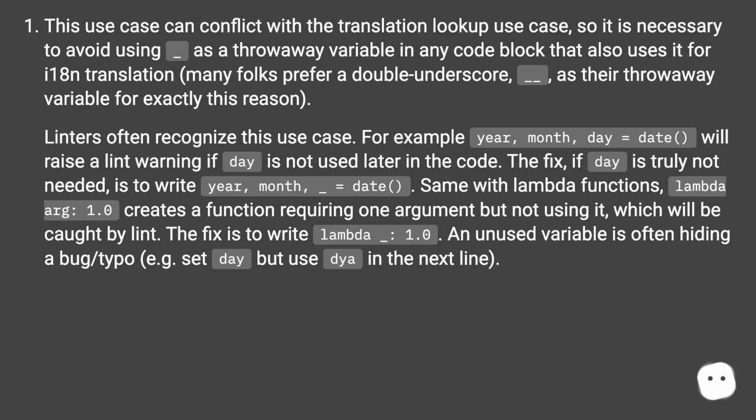For example, year, month, day equals date will raise a lint warning if day is not used later in the code. The fix, if day is truly not needed, is to write year, month, underscore equals date. Same with lambda functions. lambda arg: 1.0 creates a function requiring one argument but not using it, which would be caught by lint. The fix is to write lambda underscore: 1.0. An unused variable is often hiding a typo, e.g. set day but use dia in the next line.